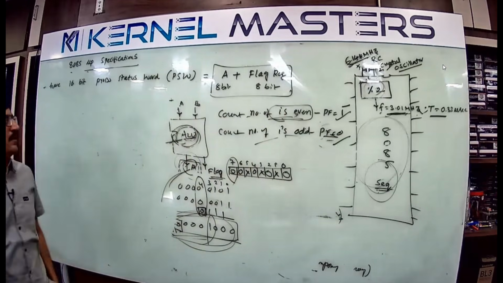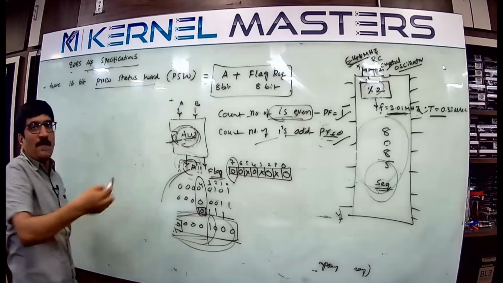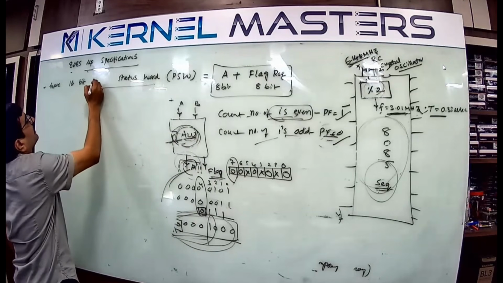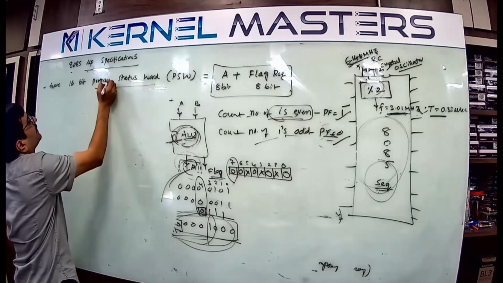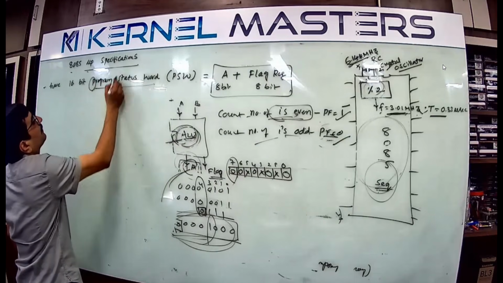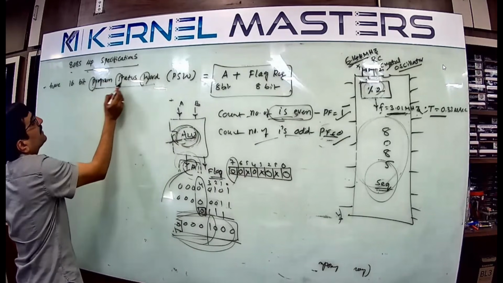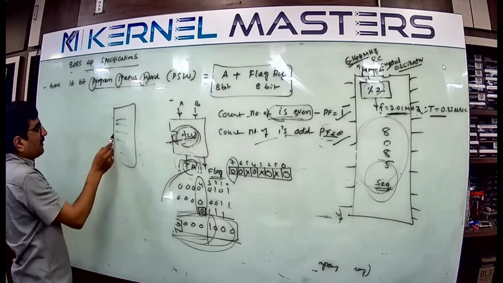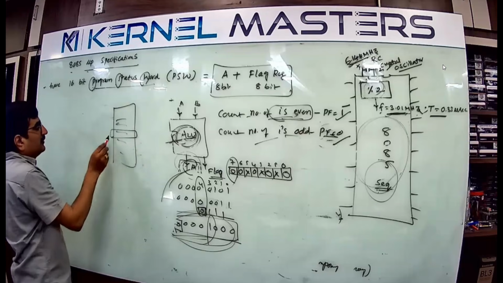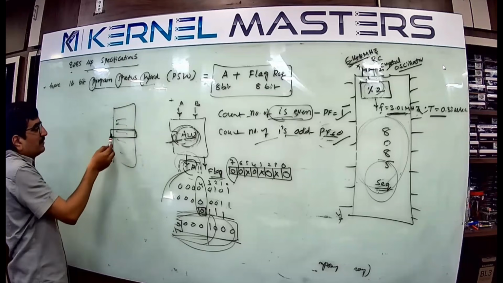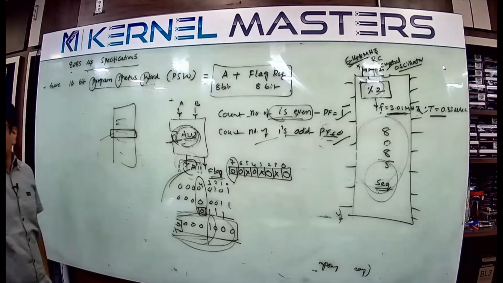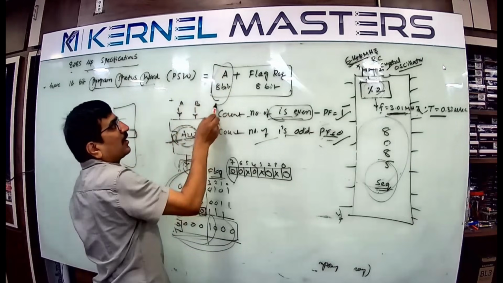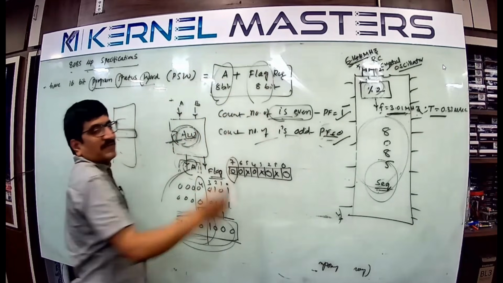So the name is clear. Not process status word, actually program status word. PSW. The meaning of program status word: we have some program, and we need the status, for example, at any line number. The status is the recent result, which you can find out from the accumulator and the flag register. That's program status word.